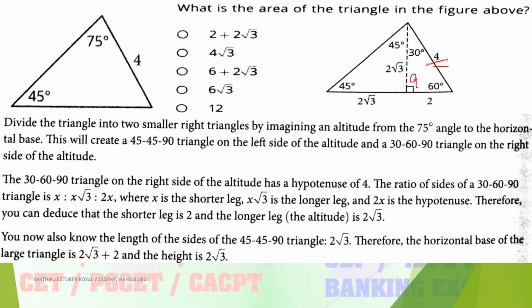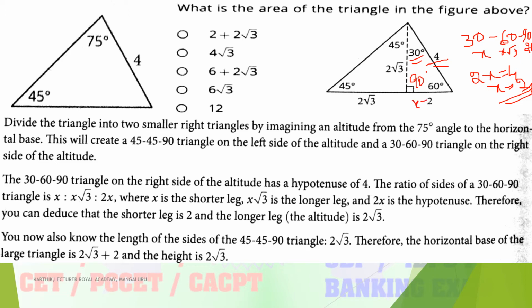This is given opposite to 90 degrees. So you just see the 30, 60, 90 relation: x, x square root of 3, as well as 2x. So 2x is for 90 degrees. So 2x is equal to 4, which is given. From that you can determine the value of x. So x is how much? x is equal to 2. So opposite to the 30 degree angle is x, so x is equal to 2.